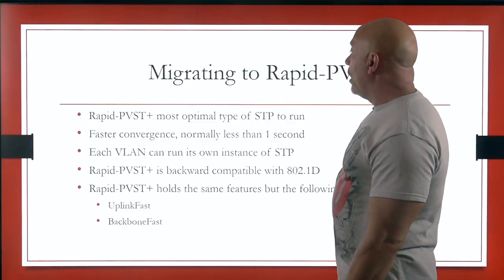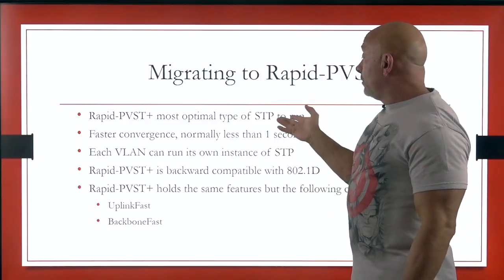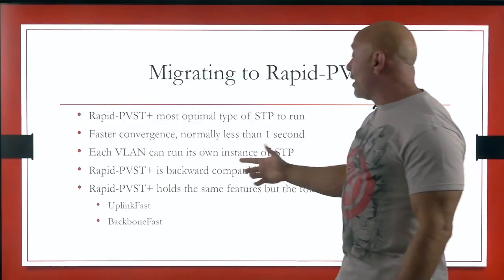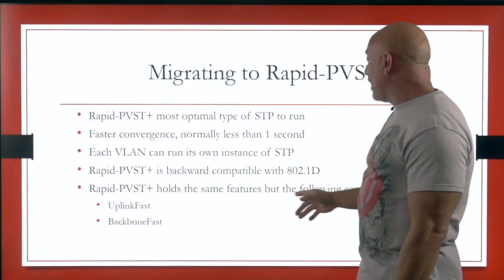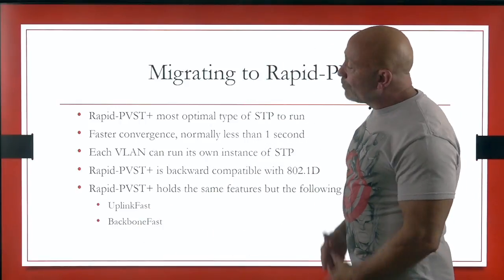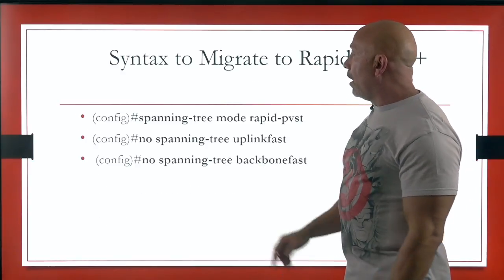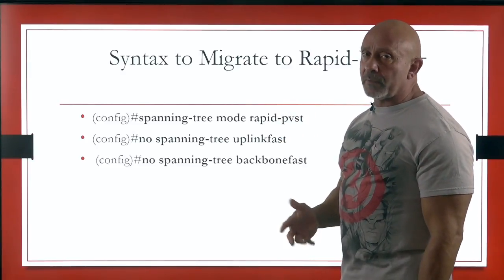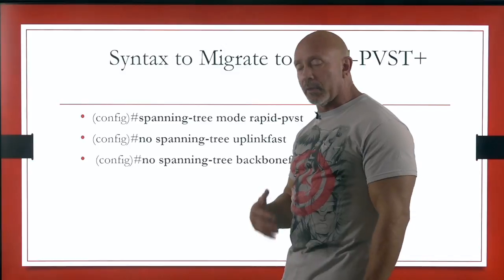And this is how you would do it. What are you going to get when you go to Rapid PVST+? Optimal time for STP to run, meaning a lot quicker, faster convergence. Each VLAN can run its own instance of STP. It's backward compatible, I just told you all that. Rapid PVST holds the same features, but the following can be removed: UplinkFast and BackboneFast. Again, you don't need to worry too much about that. I doubt they'll even ask you anything about that. BPDU Guard, one of the things we'll look at in a bit, is a feature which will protect your ports once you turn off spanning tree, and that's using PortFast. But once we get into the configuration of spanning tree, you'll see.